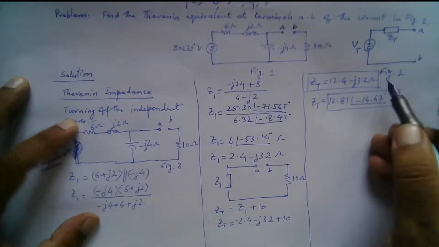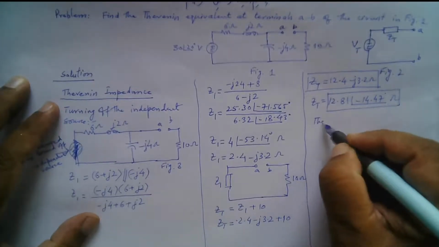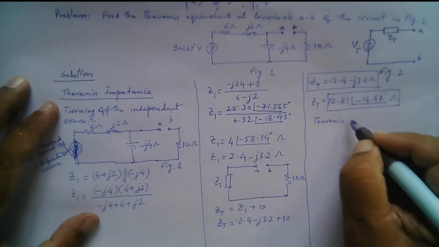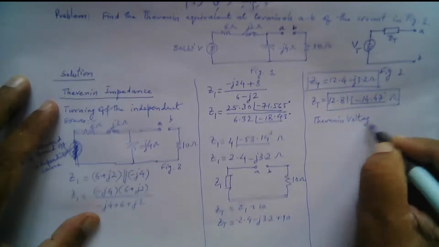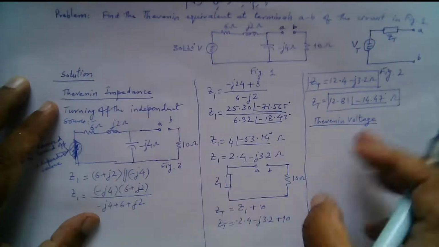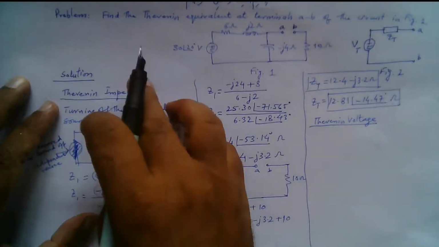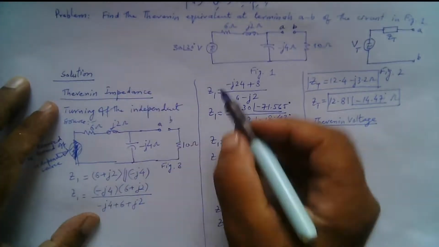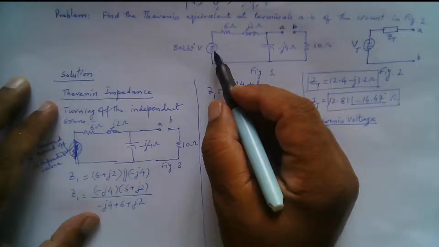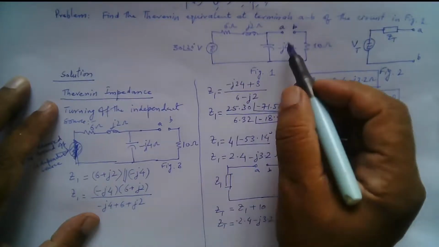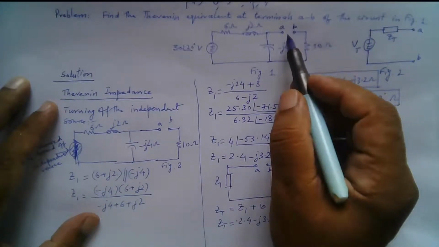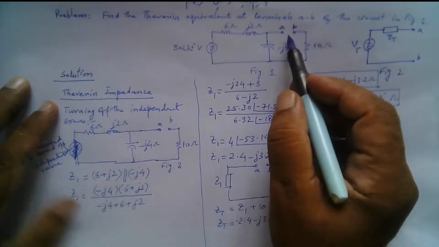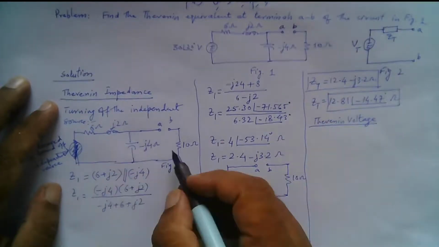Now we need to find the Thevenin voltage. Before we find the Thevenin voltage, let's look at the process again. What we've done is, we have turned off this independent source to find the Thevenin equivalent impedance, and the revised circuit is given here.